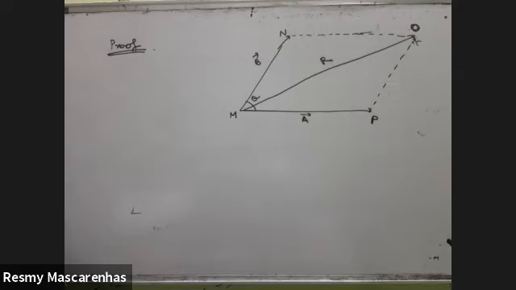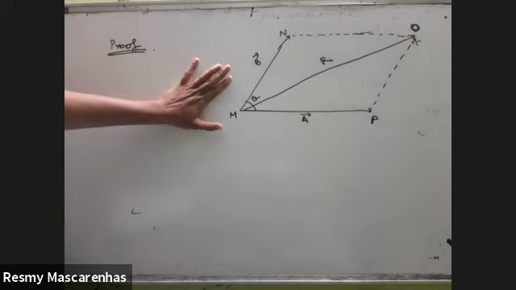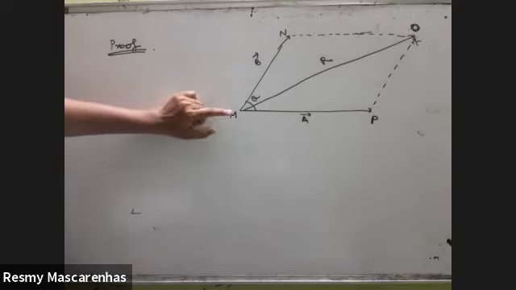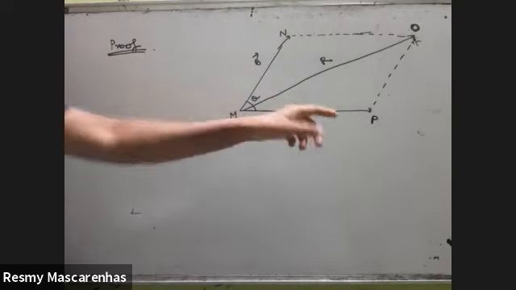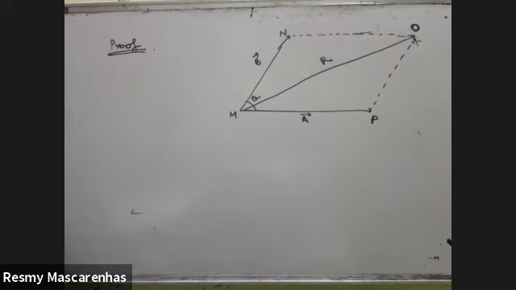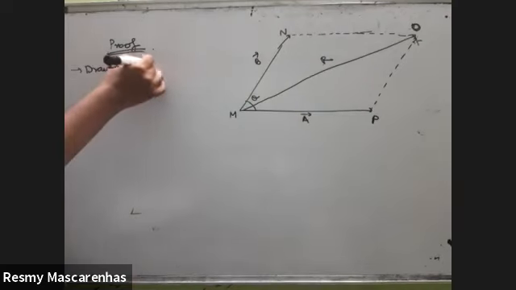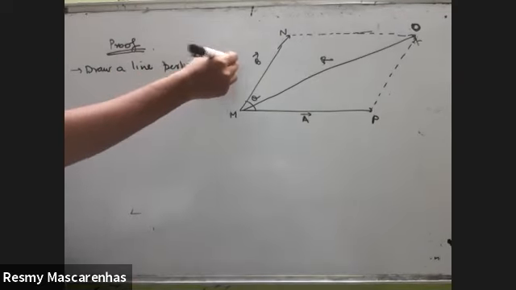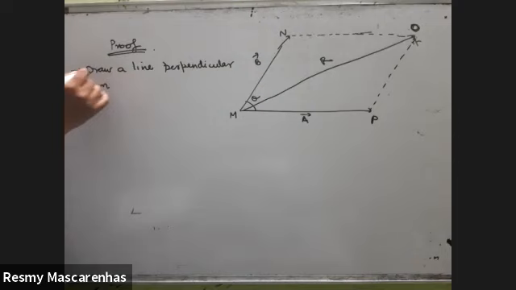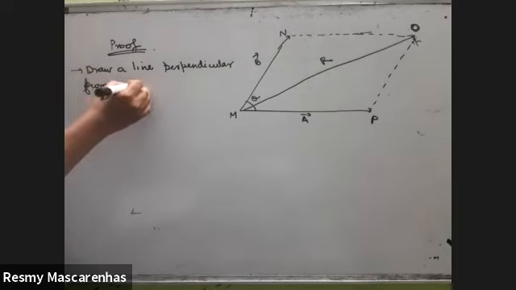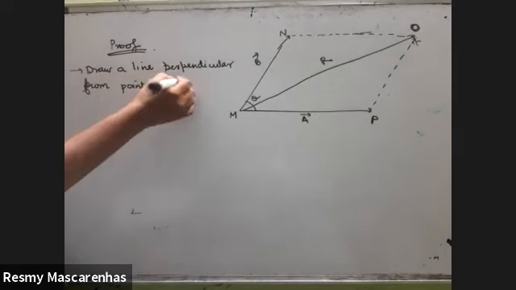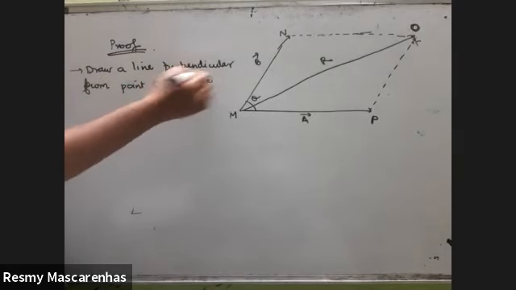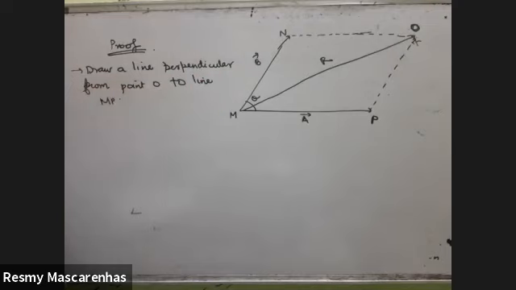What we have to do, we have anyway seen in the previous one also, the same diagram we have drawn again. Only what extra we have written is M and OP. So your first step is draw a line perpendicular from point O to line MP.